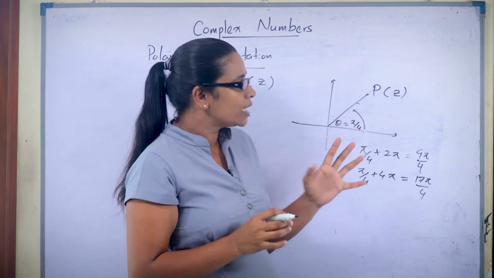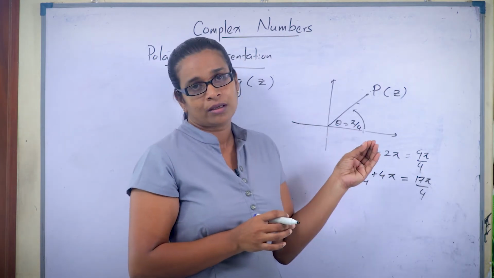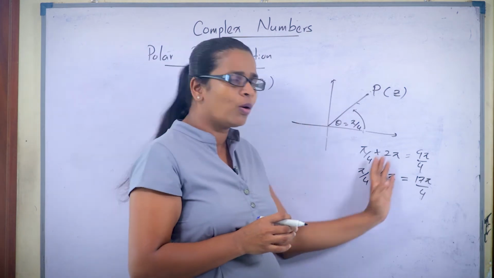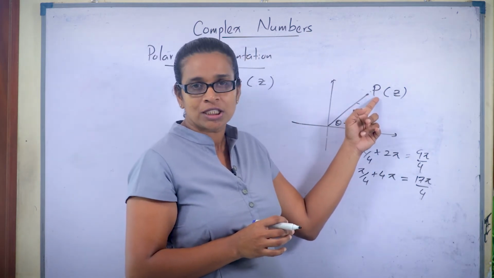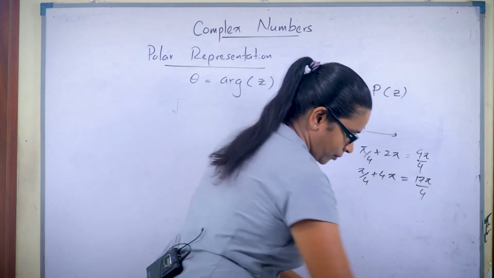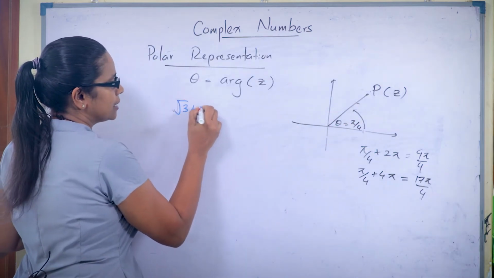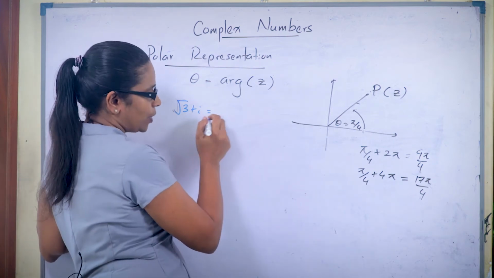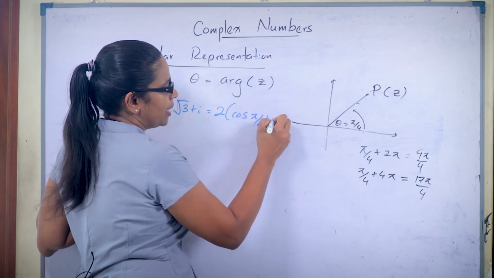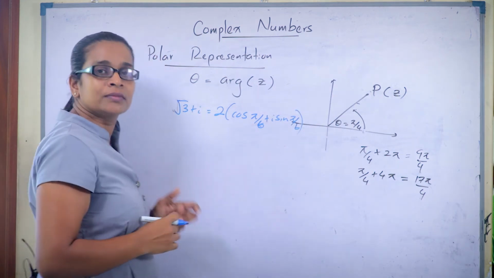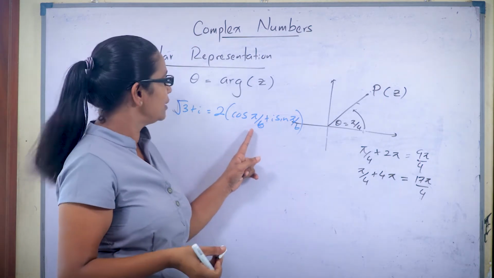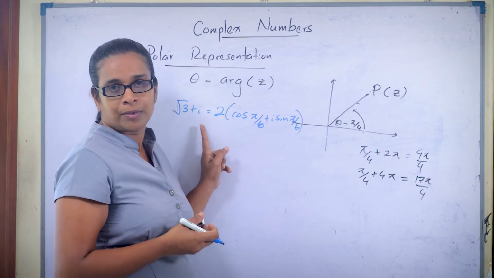So you can't just take this angle as the theta value, the argument of z. If I write a simple arg, it means you can consider all the angle values corresponding to this position. So look at your previous example. It was root 3 plus i. I proved that this corresponds to the complex number 2 cos 5π over 6 plus i sin 5π over 6. But truly speaking, this 5π over 6 is only one angle corresponding to this complex number root 3 plus i.